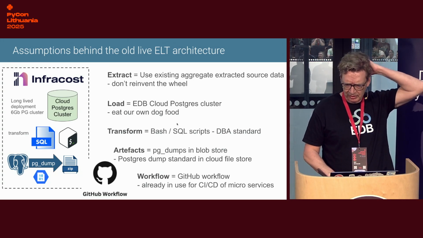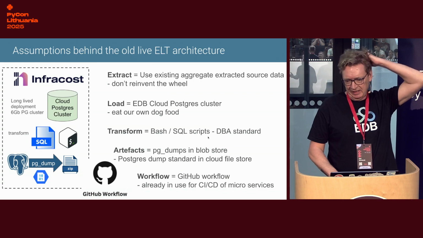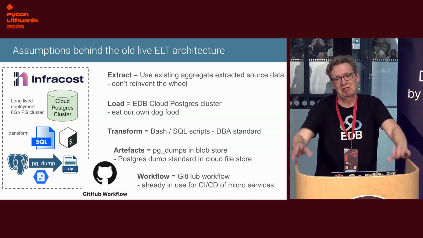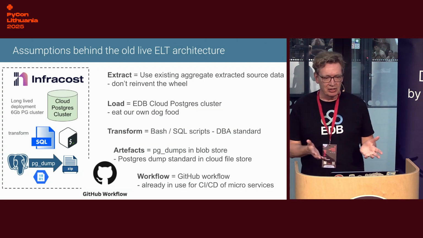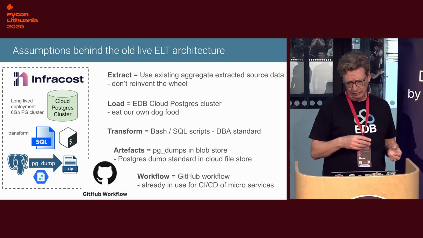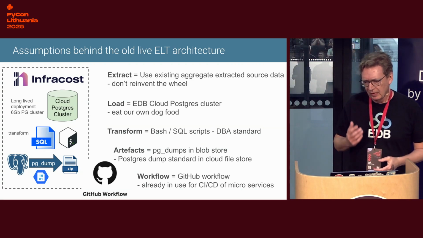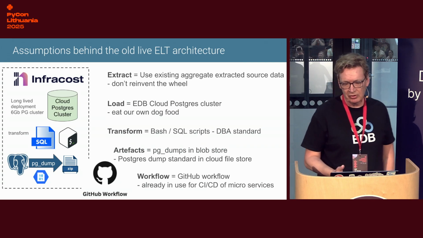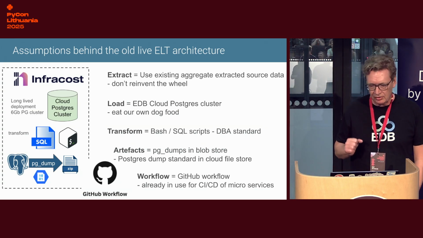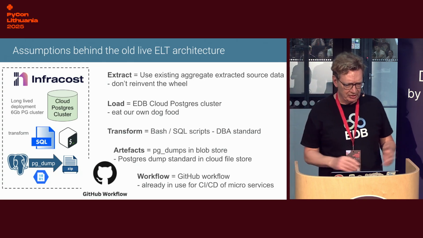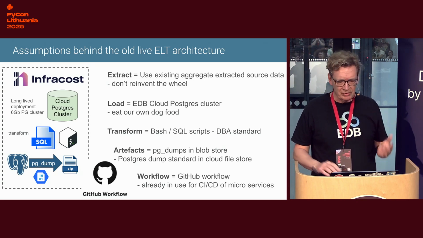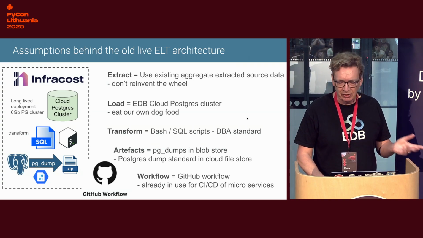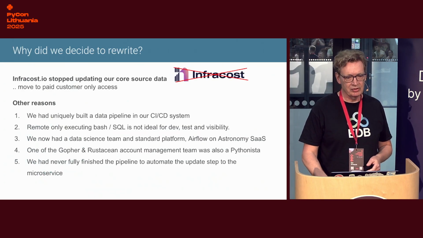And then the transformation, yeah, it's a bit ugly, DBA sort of mentality, bash scripts and procedural SQL and stuff, which was then put into GitHub Workflow because we already had GitHub Workflow for all our CI/CD. We're paying for GitHub anyway, and then it would just push those out as dumps, artifacts to a cloud file store. So it'd be Postgres dump format because all the data was in Postgres, and therefore that was the most detailed form that you could use without having to convert stuff.